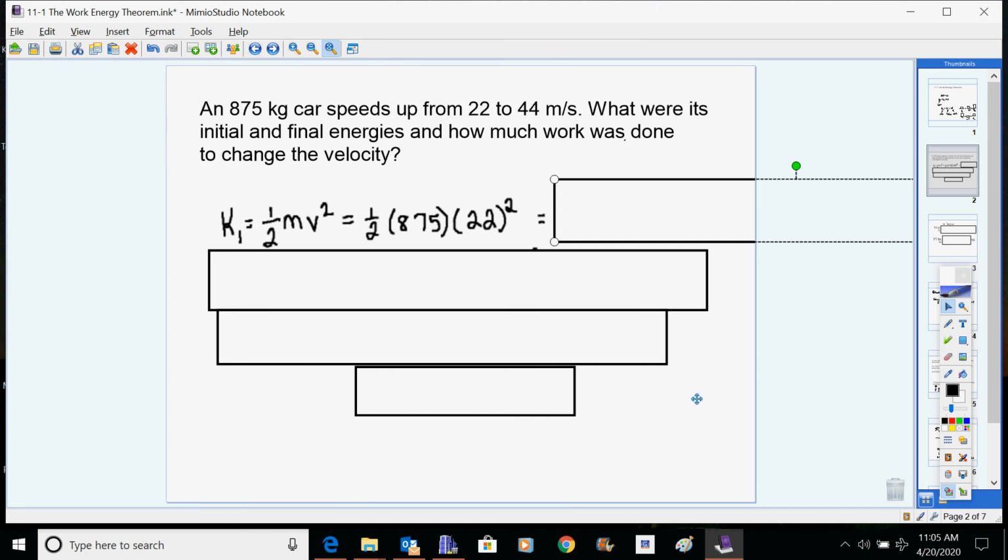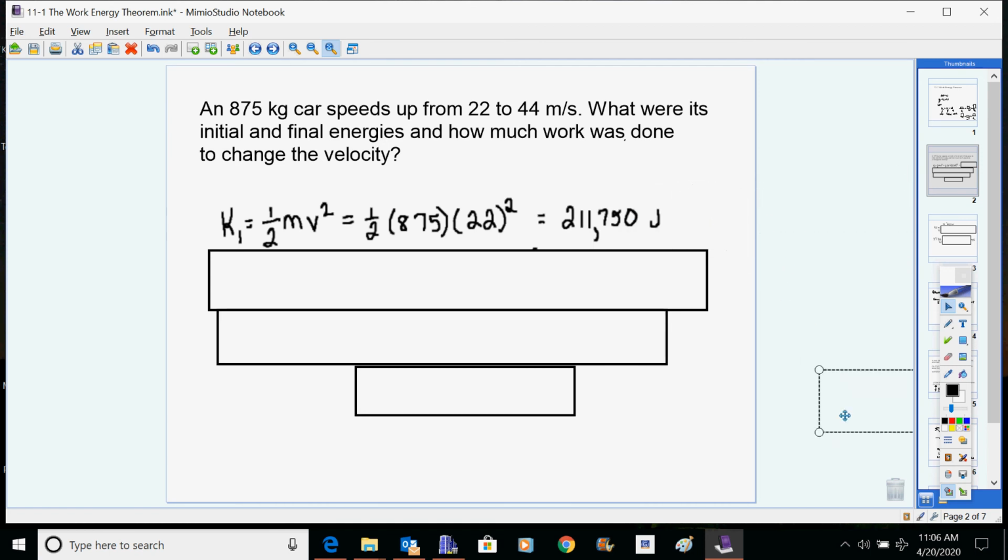But if you had a car that was moving and then stopped, that would be an ending type of a number. For right now, we have two. We have a beginning and we have an ending. So our starting initial 122. And so that gives us 211,750 joules.